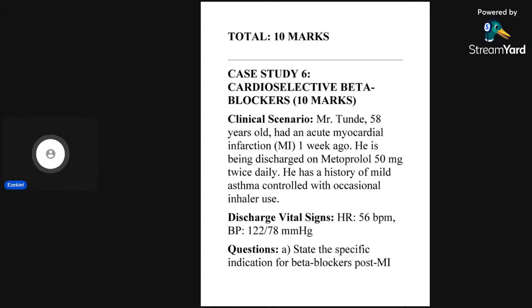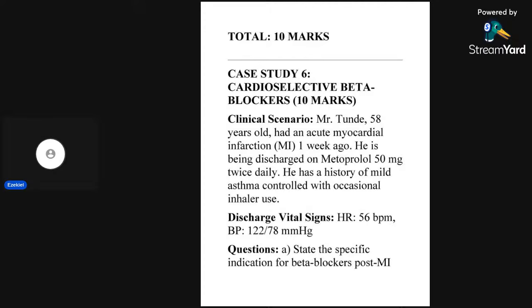That means it will block beta 1 cells. All right, that's metoprolol. When metoprolol blocks beta 1 cells, it is okay. However, when you increase the dose of these selective beta 1 blockers, they will eventually start blocking beta 2 cells. So that is the logic behind this case study 6. So I will begin from case study 6 when I teach you respiratory pharmacology. Okay, so that is that for that.